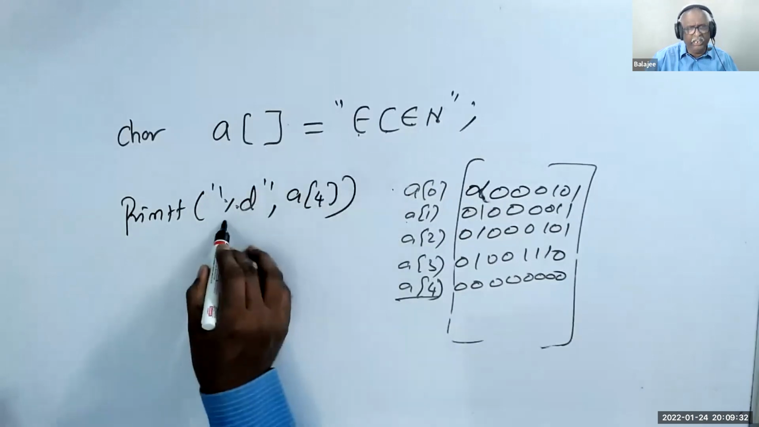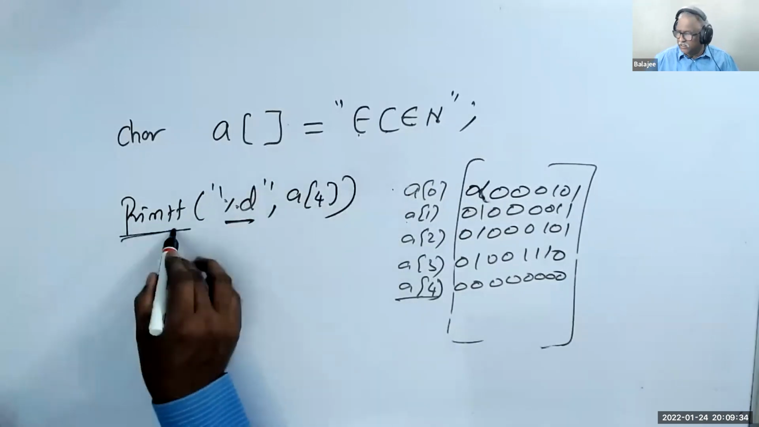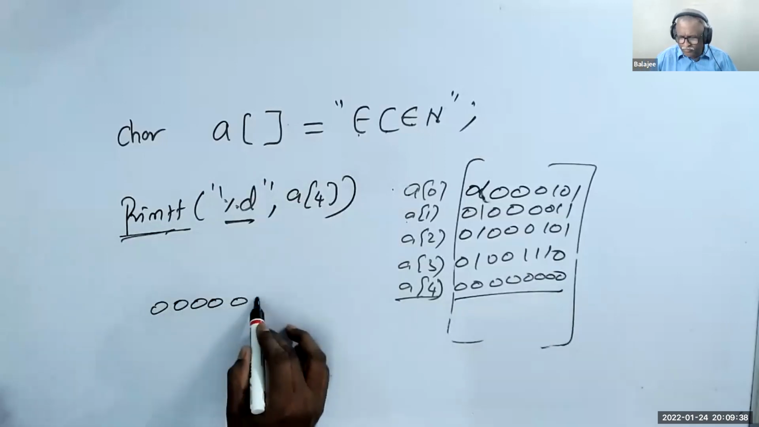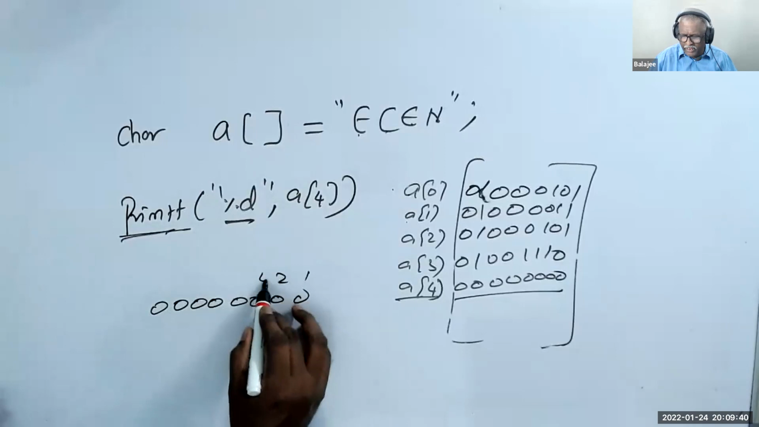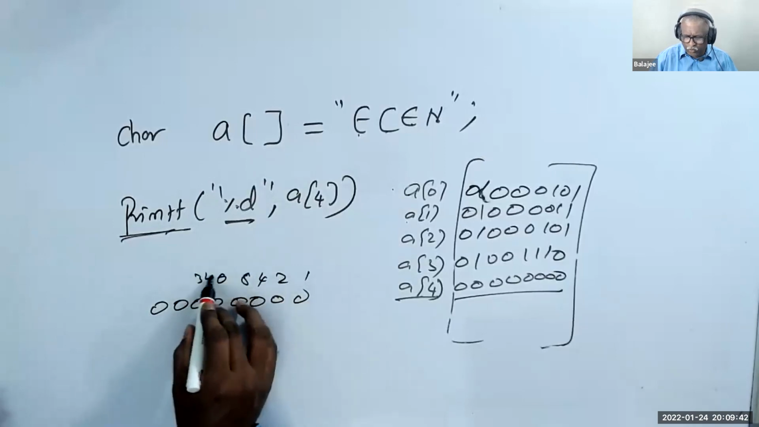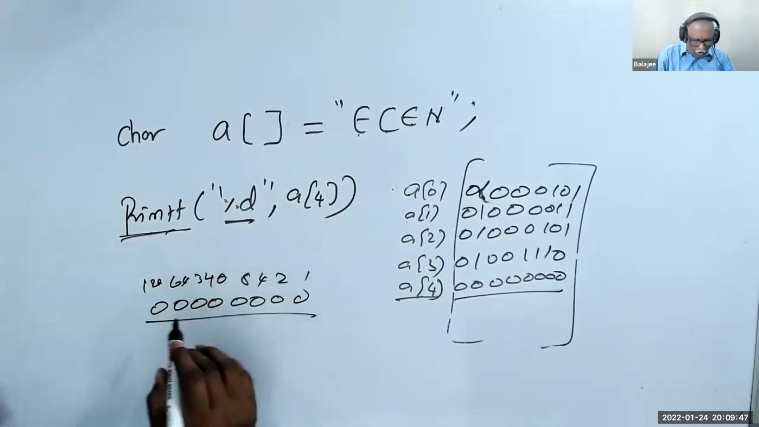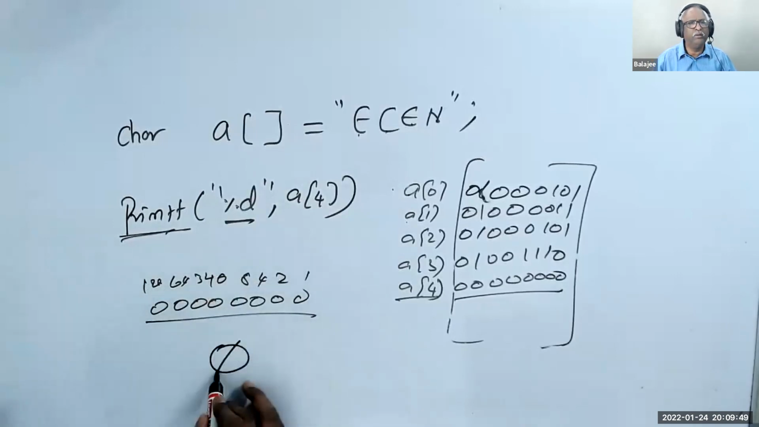If you do %d, what printf does is take the value 0 0 0 0 0 and compute 1, 2, 4, 8, 16, 32, 64, 128. Total is how much? 0. So you get 0 on the screen. Understand? These are all done by printf.